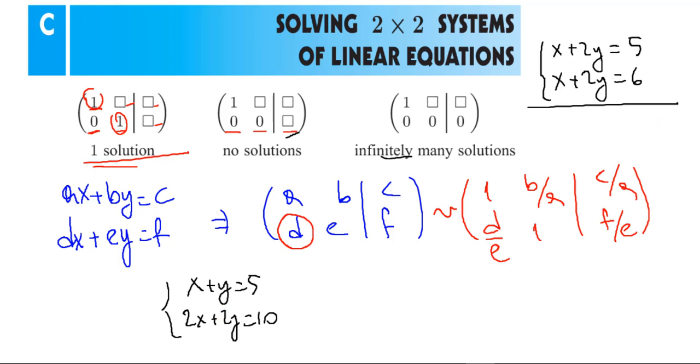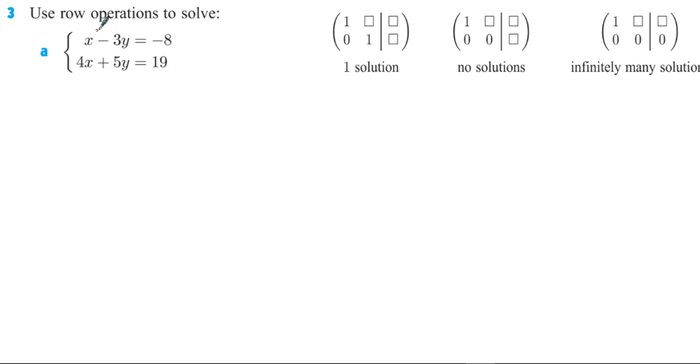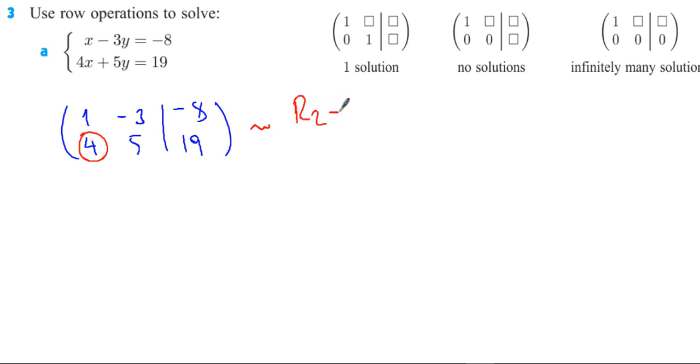So let's get started with the problem. For example, here, use row operations to solve. Again, we learn here how to practice it. First thing to do, we need to write the coefficients 1, minus 3, minus 8, 4, 5, and 19. And if you remember, your aim for 2 by 2 is to make this number 0. How can you make it? If I multiply the first row by 4 and subtract from row 2, that is row 2 minus 4 times row 1, and replace it in row 2.